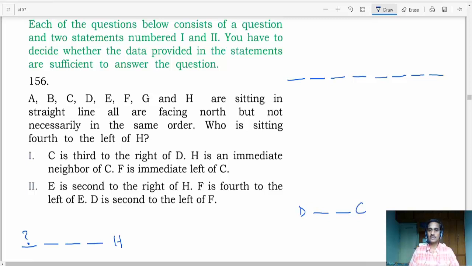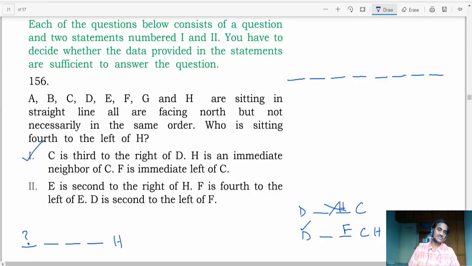H is an immediate neighbor of C. It could be like this, or otherwise 1, 2, C. H is an immediate neighbor, it can be like this also. C is south to the right of D. F is an immediate left of C. So this case is ruled out. F is immediate left of C. So we get the answer. 4th to the left of H: 1, 2, 3, 4. Who is that person? D is the answer. Is 1 alone sufficient or not? Yes, 1 alone is sufficient.